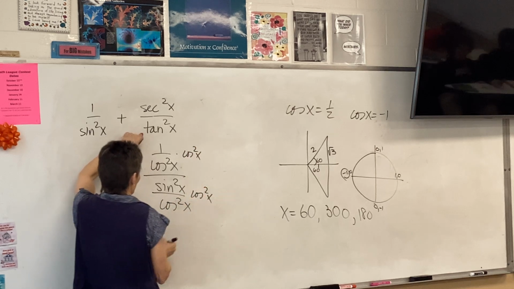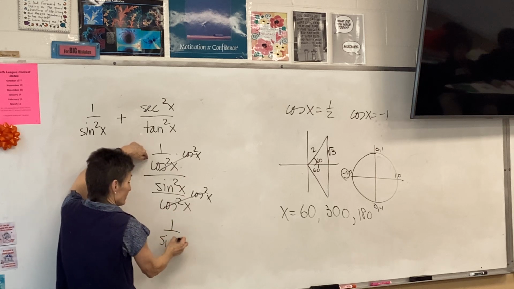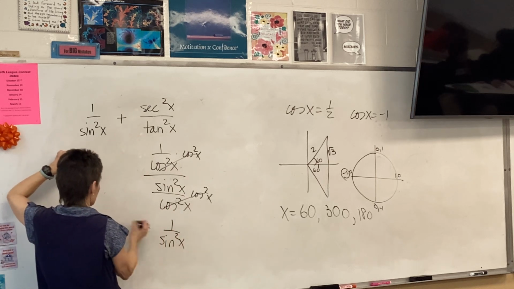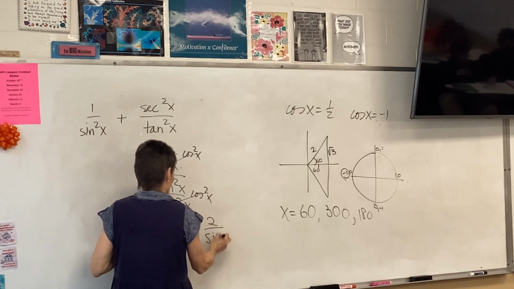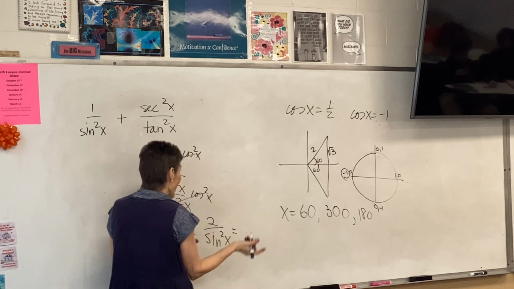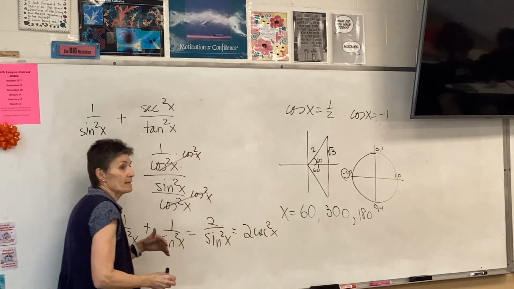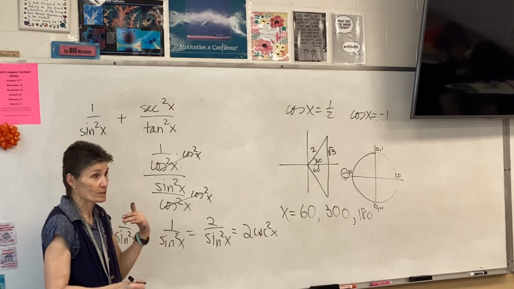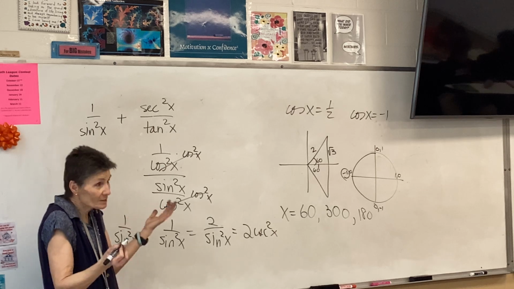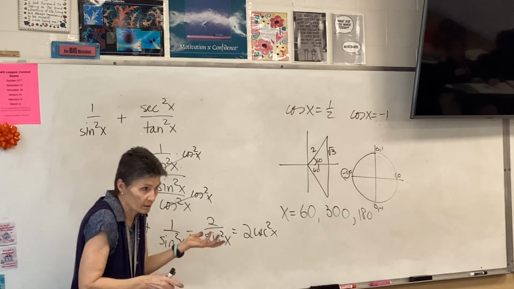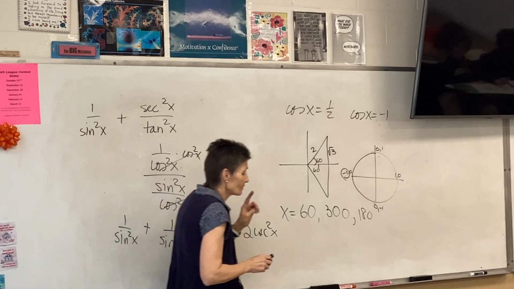And what am I left with? I'm left with 1 over sine squared plus 1 over sine squared. So just 2 over sine squared, which if you wanted to, you could say 2 cosecant squared. Because isn't cosecant 1 over sine? Yeah. Do you want us to do that? You probably should. I don't know that I'd mark it wrong if you didn't.